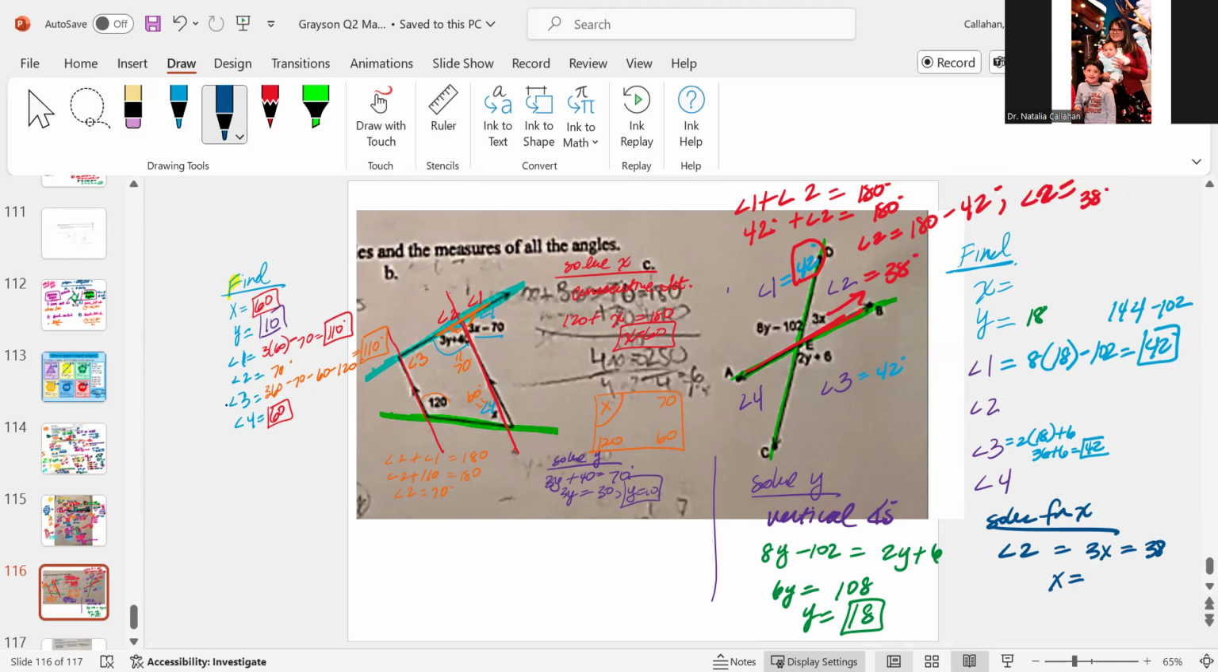It's 42, that's correct. So then 180 minus 42 is, oh, it's 138. Oops. 138. Angle 2 is 138. So then when I solve for this, 3x equals 138. When I divide by 3 on both sides, it's 46. X is now 46.